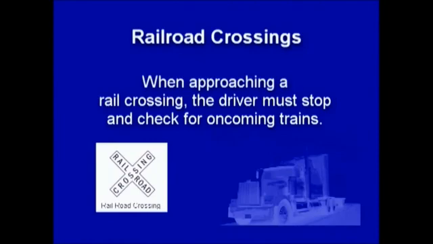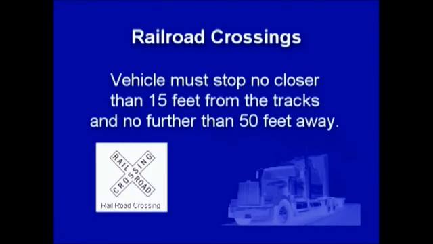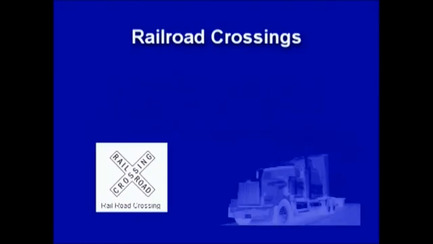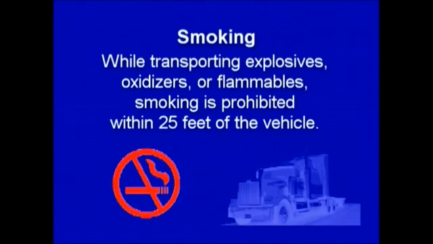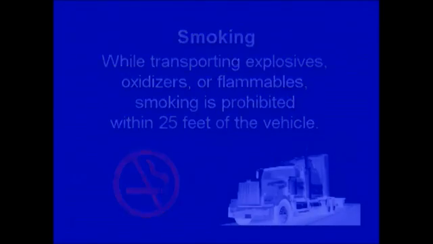Number 3. Railroad crossings. When approaching a rail crossing, the driver must stop and check for oncoming trains. The requirement specifies that the vehicle must stop no closer than 15 feet from the tracks and no further than 50 feet away. Also, never change gears while crossing tracks. Number 4. Smoking. While transporting explosives, oxidizers, or flammables, smoking is prohibited within 25 feet of the vehicle.